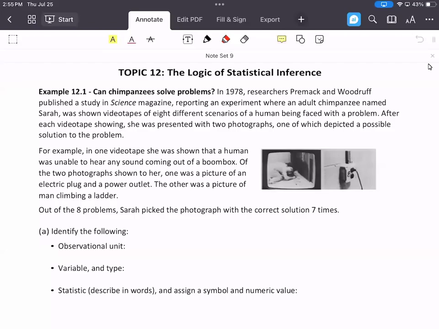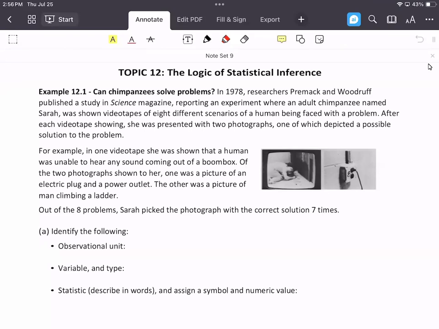Topic 12, the logic of statistical inference. We're finally moving. We have been working with probability quite a bit, so we're still going to be using those tools that we learned, but now we're moving more into the statistics side. We're going to start with an example, 12.1. And the research question is, can chimpanzees solve problems? So that's what we're interested in.